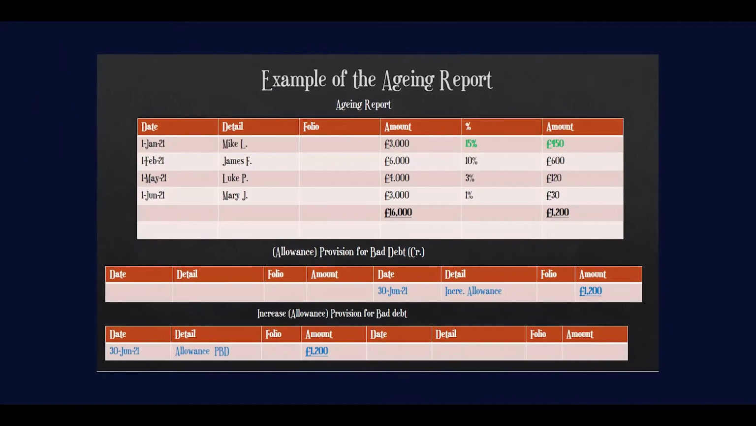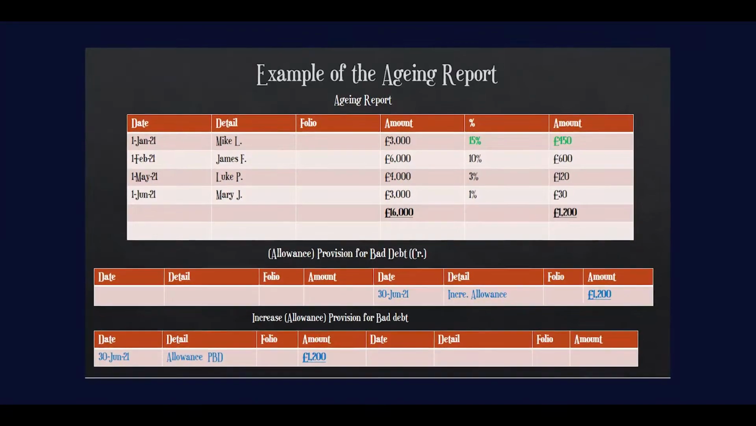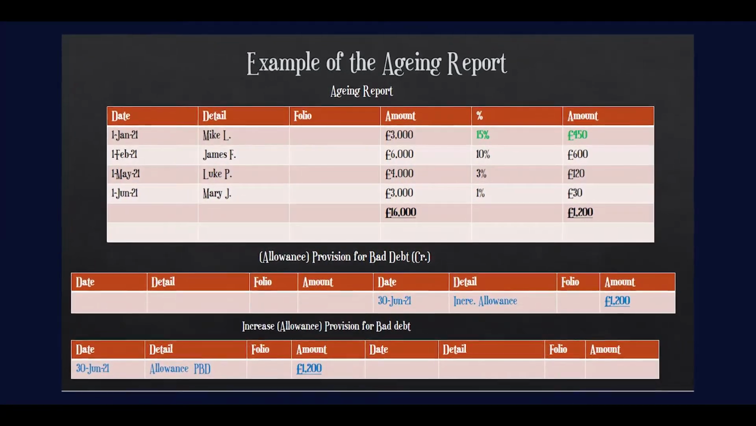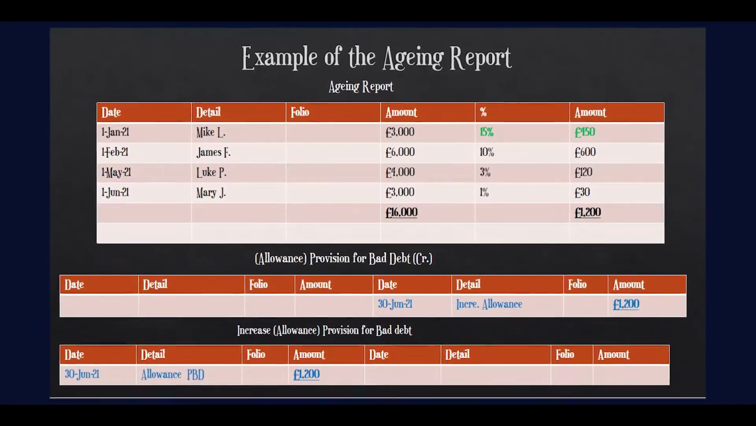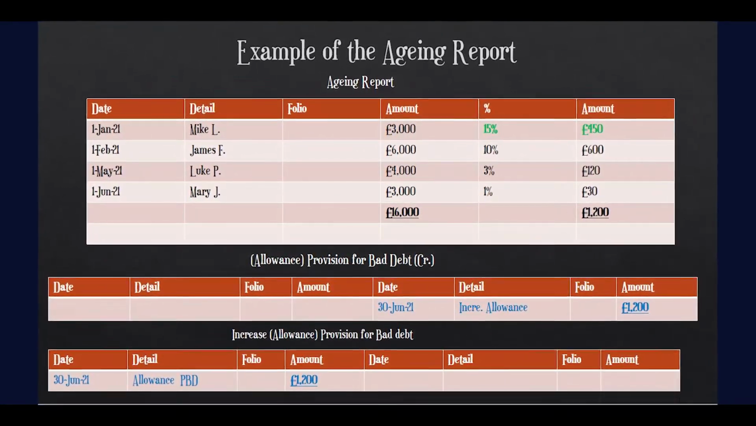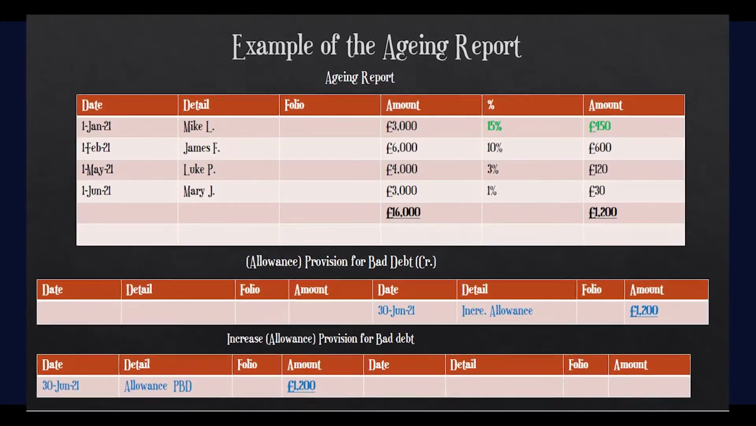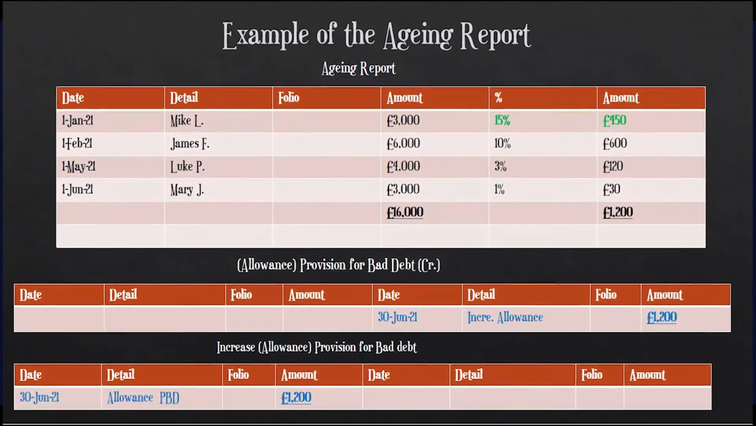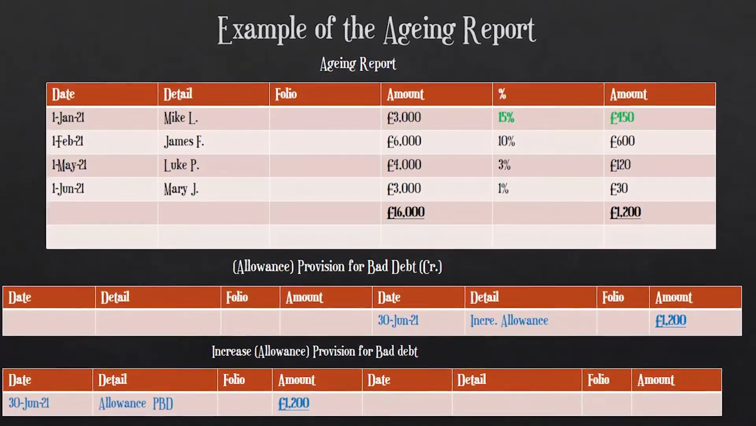Now here we have a list of individuals or companies that we sold to on credit. So we have Mike L, James F, Luke P, and Mary J. We sold to them 3,000, 6,000, 4,000, and 3,000. Now on the 1st of Jan, we sold to the first one, which is Mike L. So it's 6 months that we've not received the money.